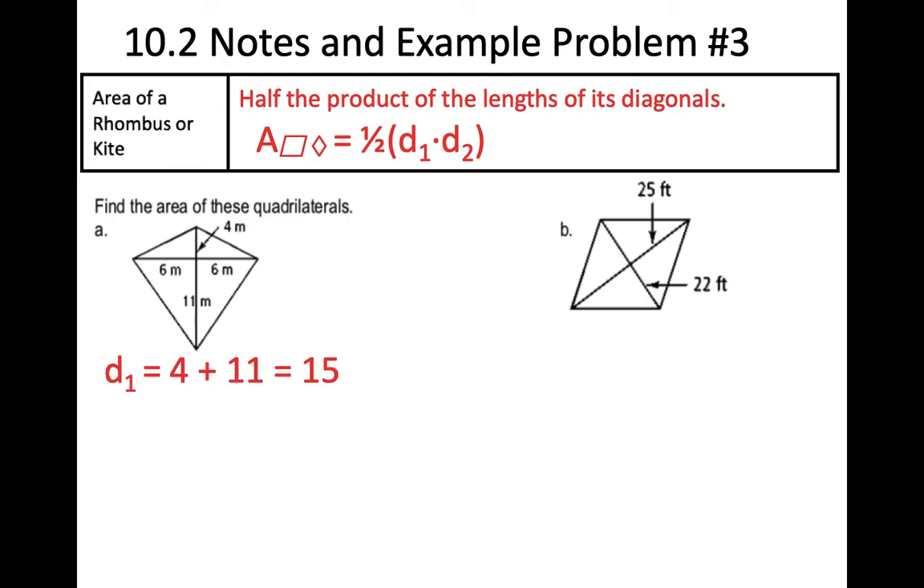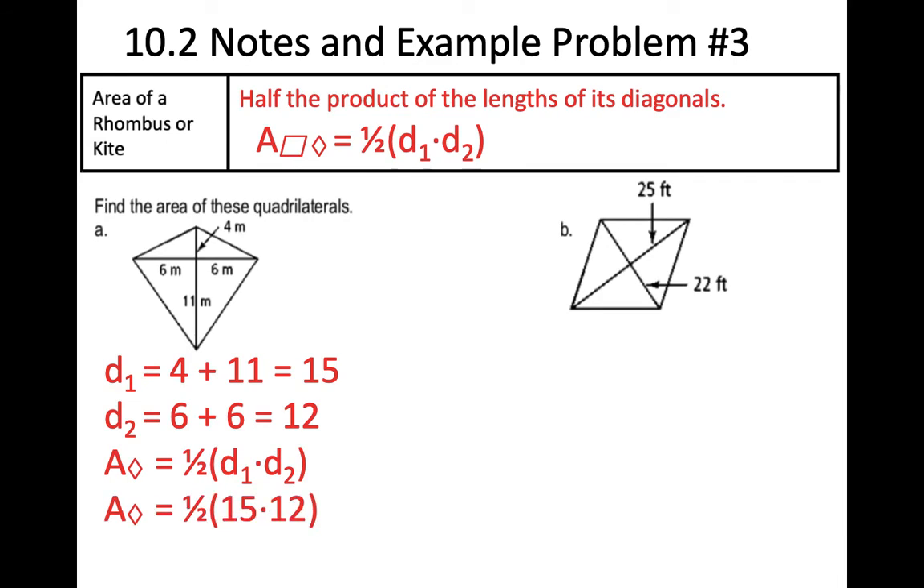Diagonal 1 is going straight up and down. The top piece is 4 and the bottom piece is 11, so that would be 15. Diagonal 2 goes across from left to right. That would be 6 and 6. Put that together, that would be 12. The formula for a kite is 1/2 diagonal 1 times diagonal 2, so that's 1/2 of 15 times 12, which would get me 90 square meters.